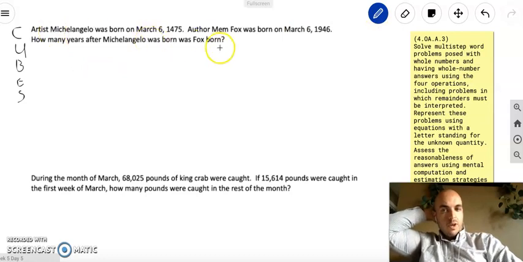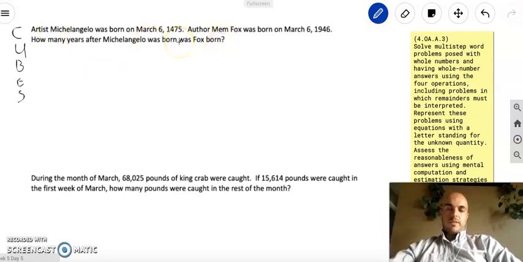Artist Michelangelo was born on March 6, 1475. Author Mem Fox was born on March 6, 1946. How many years after Michelangelo was born was Fox born? Okay, let's use our cubes. So let's circle. We're dealing with 1475, and we're dealing with 1946. Okay, notice that I'm not circling March 6th. They're on the exact same day, so we don't have to worry about days at all. We only have to worry about years. So they're born on the same day, but many years apart.